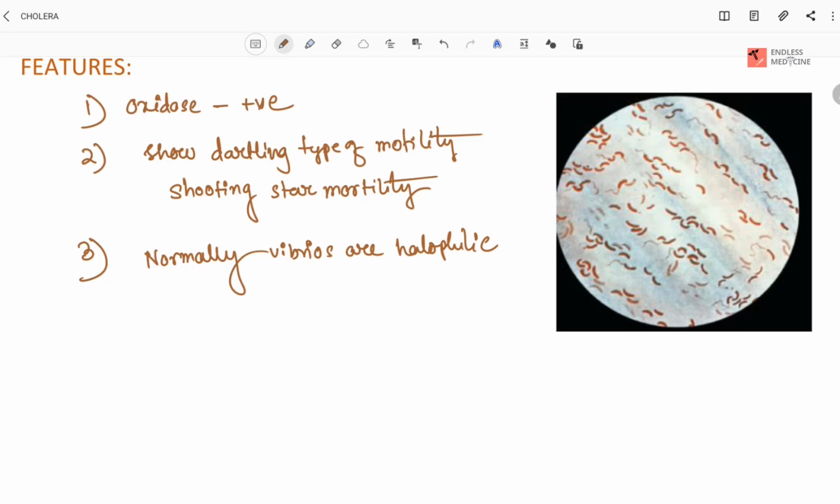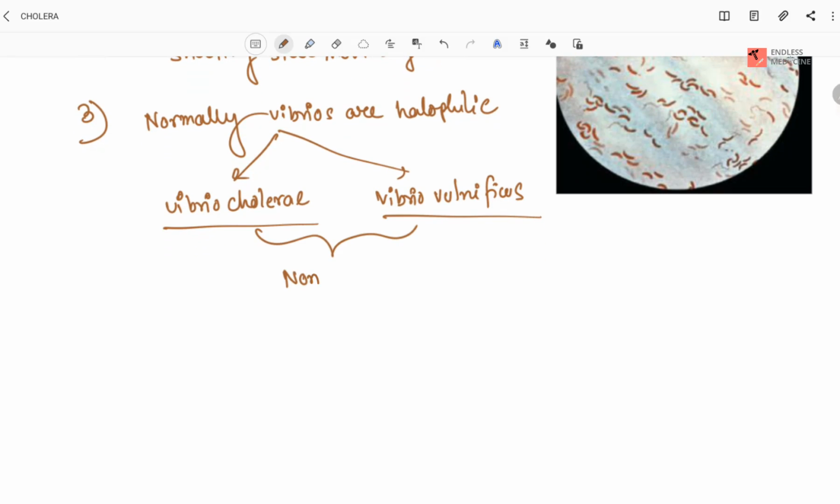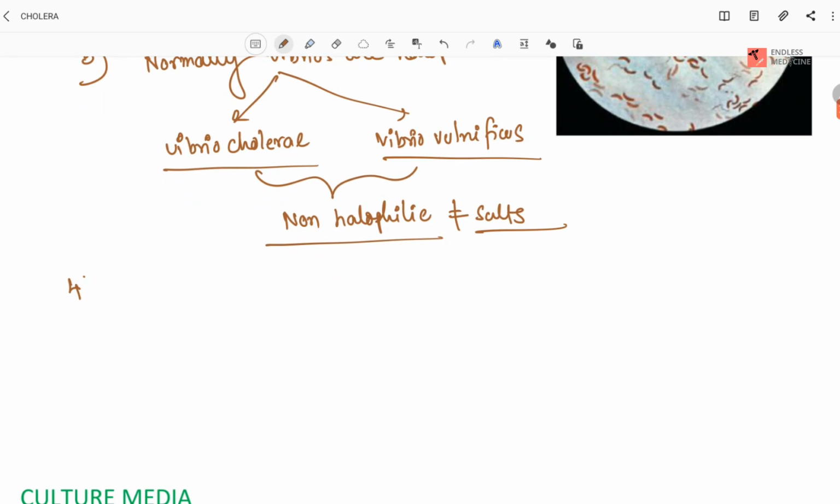But two species of Vibrios are non-halophilic, that is Vibrio cholerae and Vibrio vulnificus. Those two species are non-halophilic, that is, they do not love salts. Fourth, high pH is required for their growth, like above 8.